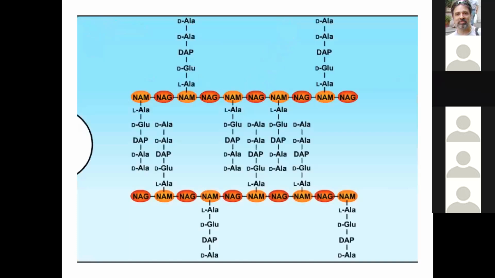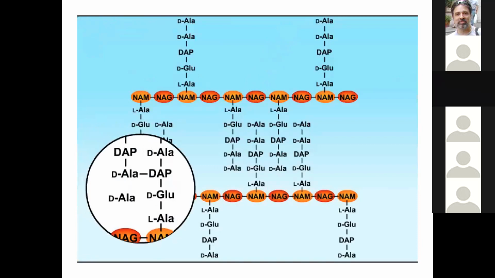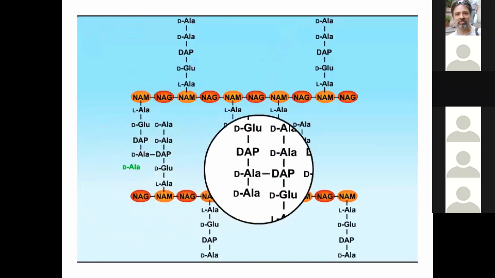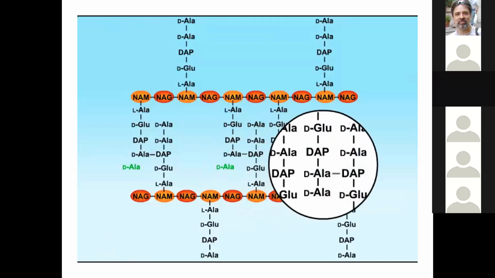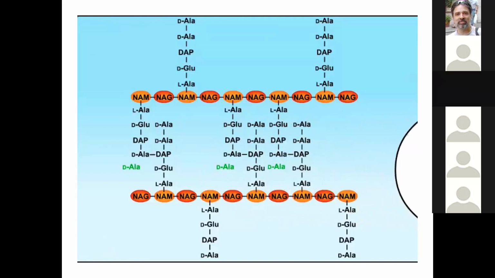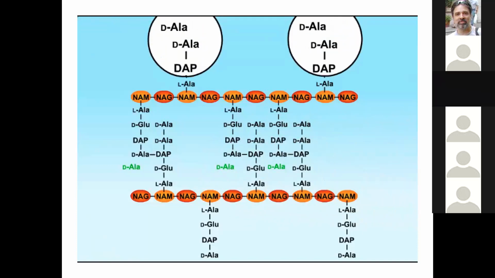Finally, the peptide side chains are linked together by transpeptidation reactions, forming peptide bonds. In E. coli, the free amino group of diaminopimelic acid is linked to the carboxyl group of the subterminal D-alanine, releasing the terminal D-alanine. Other enzymes remove the terminal D-alanine from side chains that are not cross-linked.